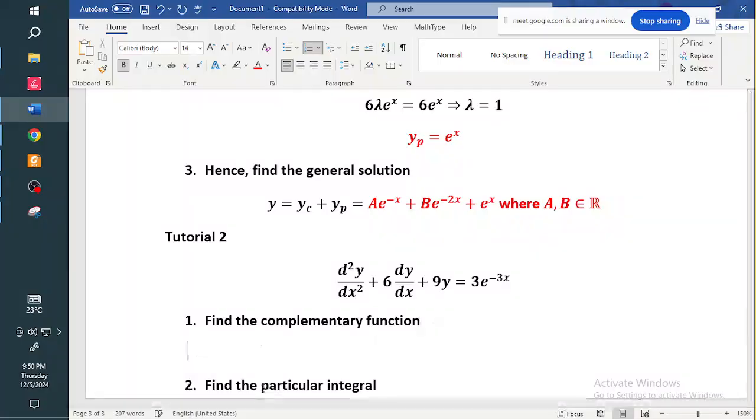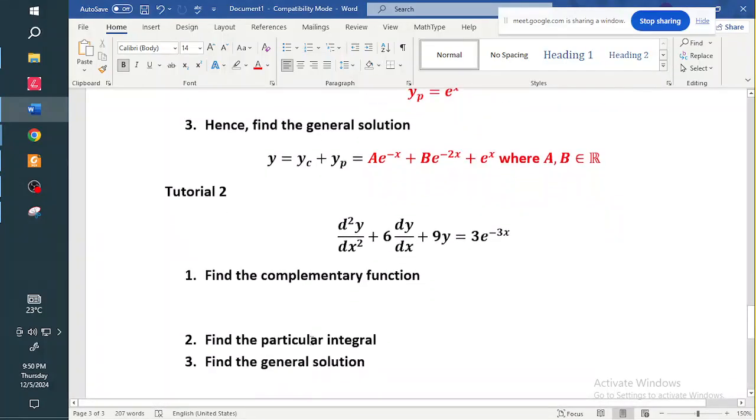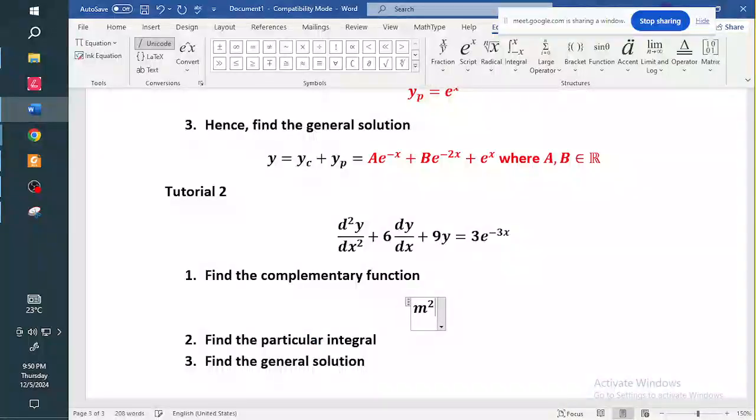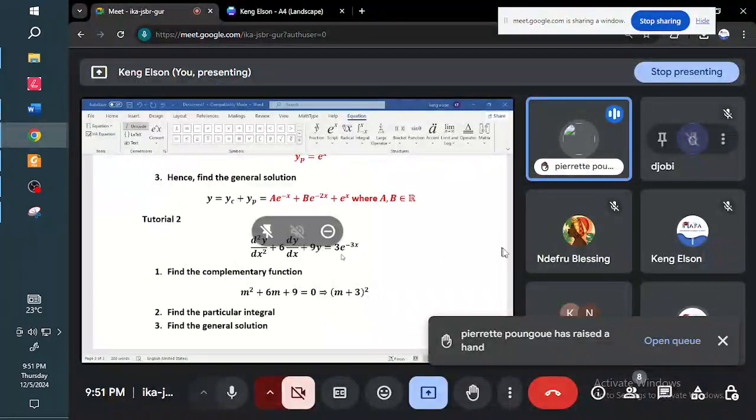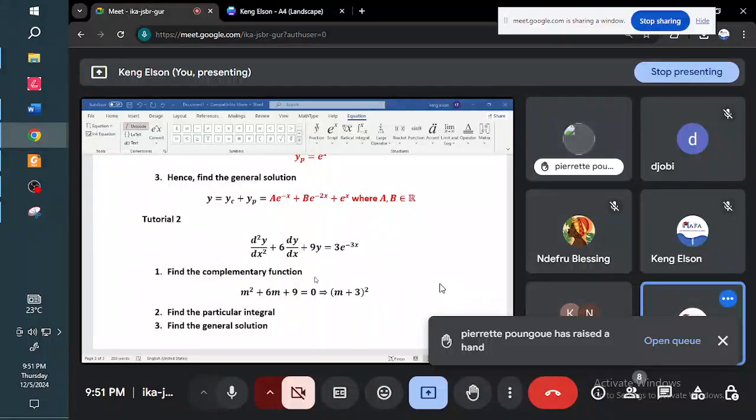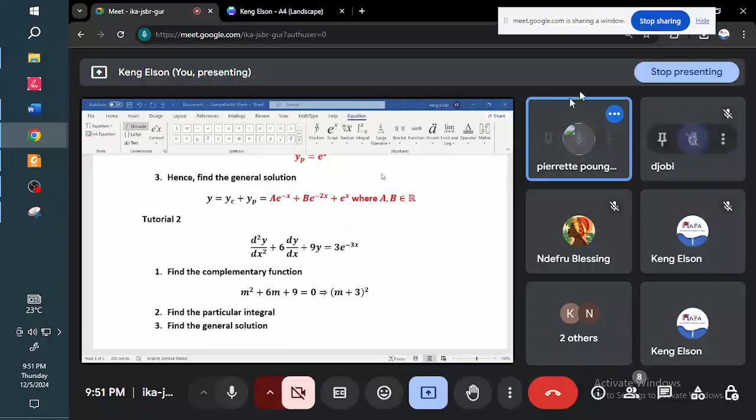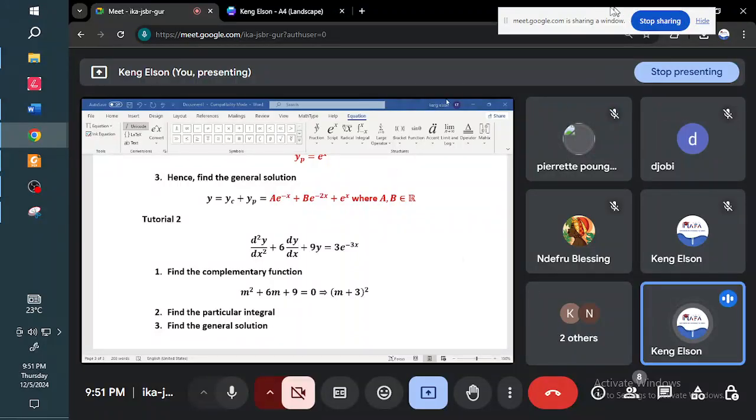Okay, so let's begin with the complementary function. For the complementary function, we know that we solve the auxiliary equation m squared plus 6m plus 9 equal to 0. Now, the left hand side is just m plus 3 all squared. Yes, Grace, I'm listening. Please, when finding the complementary equation, must the coefficient of d squared y by dx squared be 1? No, no, no. It must not be 1. It can be something else. That's why in a general form, we just put A.